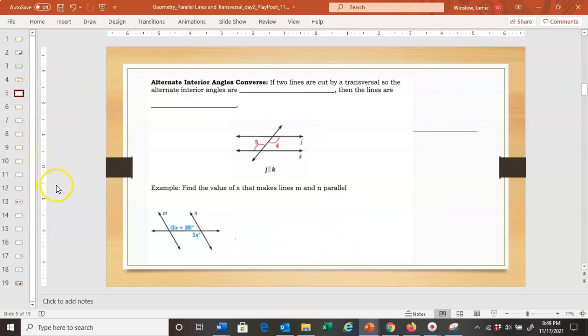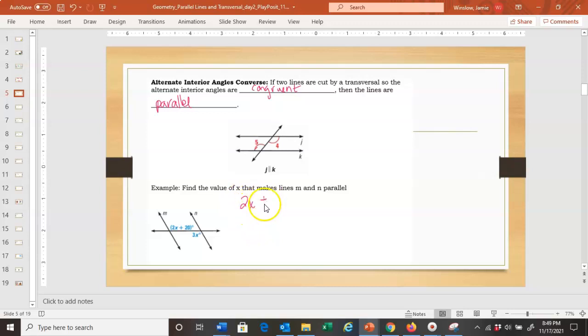Alternate interior angles converse. If the two lines are cut by a transversal, so these are equal, congruent, then the lines are, of course, parallel. So instead of knowing they're parallel and being able to show that the angles are equal, we're going to show the angles are equal, which will prove they're parallel.